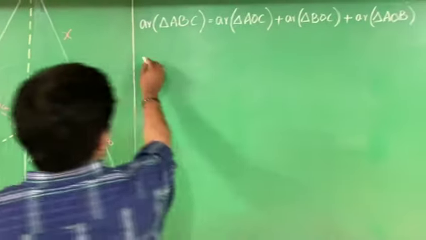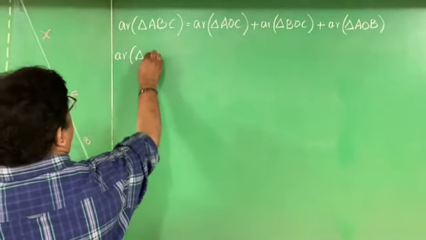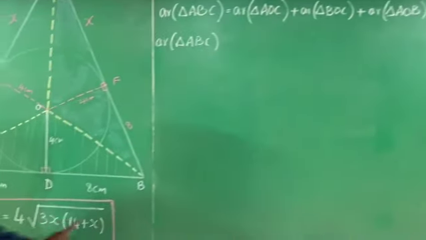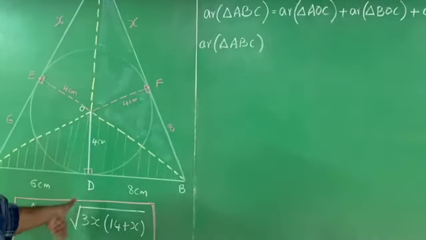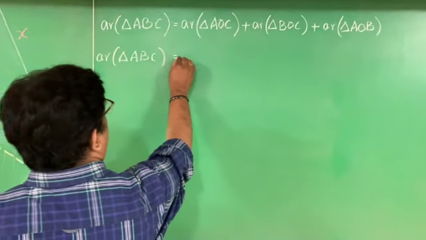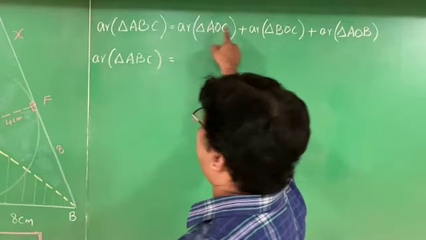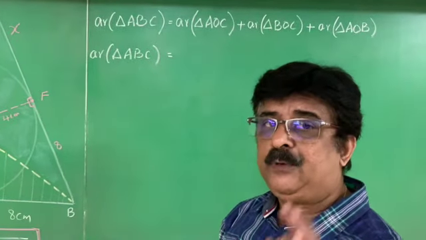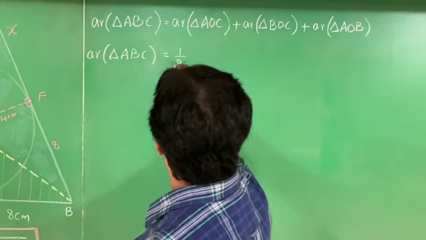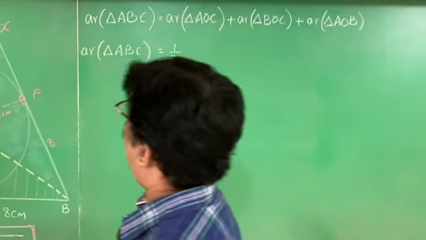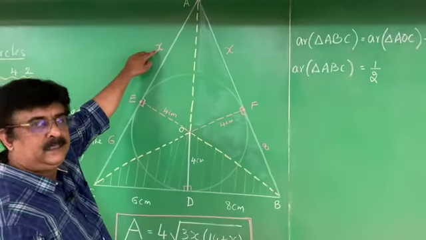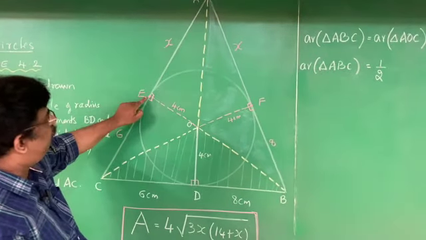I write as it is: area of triangle ABC. Later on I substitute the value in this place. Now I simply continue like this because this is lengthier. Area of triangle ABC is equal to, first I want the area of triangle AOC. Now I am using the formula half into base into height. Half. What is the base of the triangle AOC? The base of the triangle AOC is 6 plus x. 6 plus x is the base and 4 is the height.